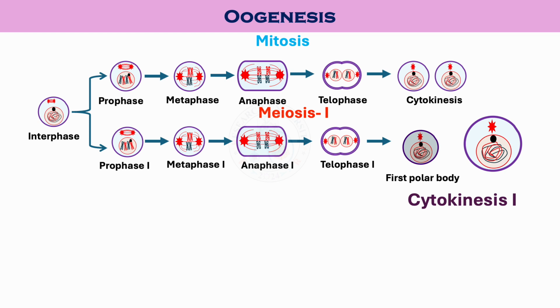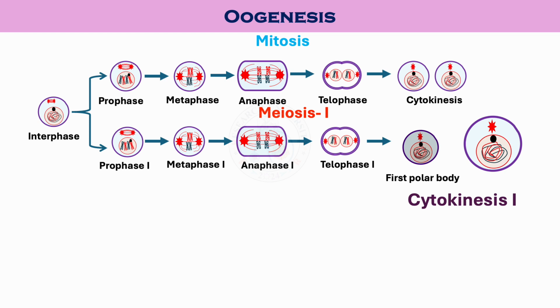In human oogenesis, cytokinesis 1 results in the formation of two daughter cells, each containing half the number of chromosomes of the original primary oocyte. This means the parent cell has 46 chromosomes, and now the daughter cell has 23 chromosomes. One of these daughter cells retains most of the cytoplasm and organelles and is called the secondary oocyte, while the other is called the first polar body. Usually it contains very little cytoplasm and eventually degenerates.